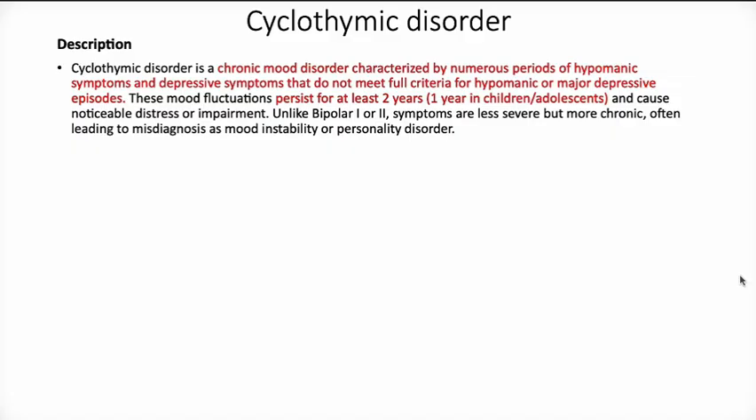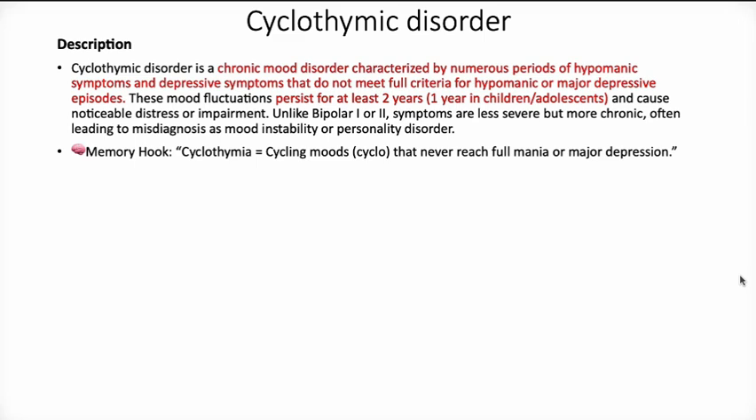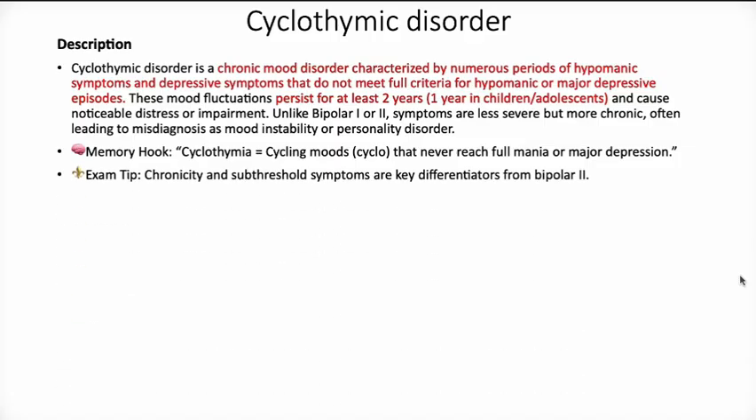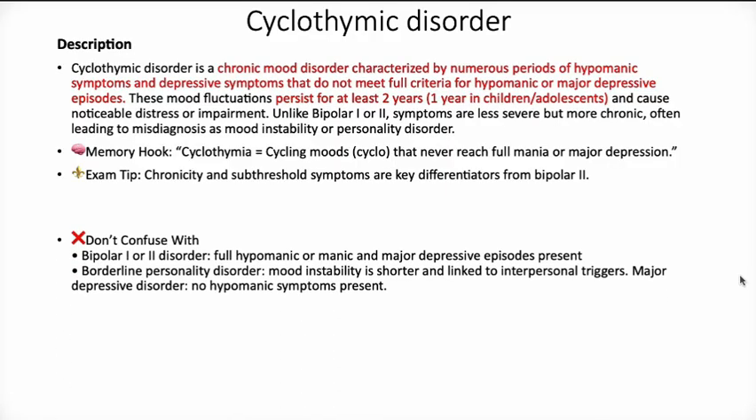Unlike bipolar 1 or 2, symptoms are less severe, but they are more chronic, often leading to misdiagnosis and mood instability and personality disorder. Something you're going to see in the question stem where they're going to try to confuse you, but just think about chronic lasting more than 2 years. And the memory hook that I have for this, I would always think of cyclothymia, and I would just think about cycling moods that never reach full mania or major depression. Cycling moods. Exam tip, you're going to look for chronicity and you're going to look for those subthreshold symptoms, which are a key differentiator from bipolar 2 disorder.